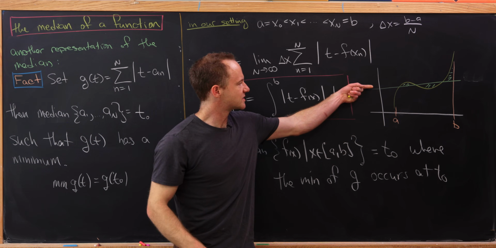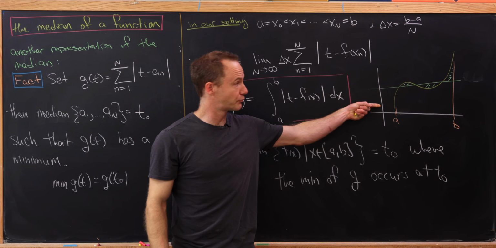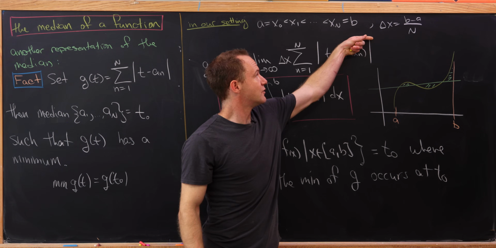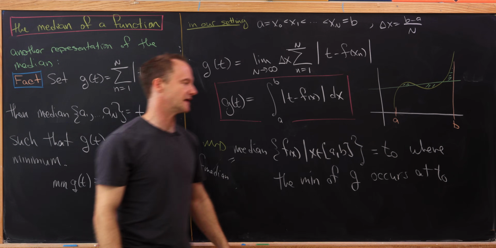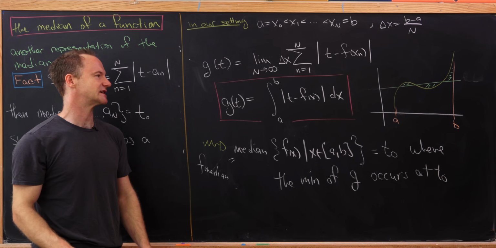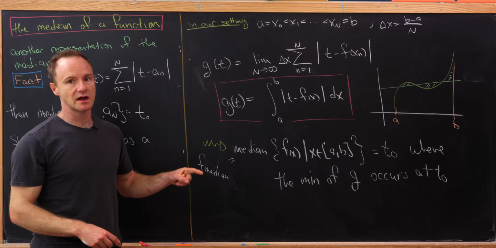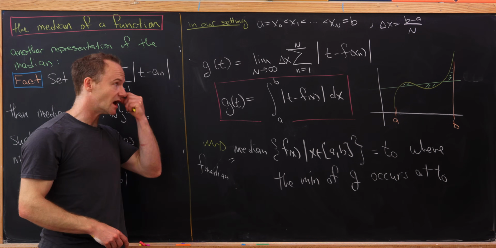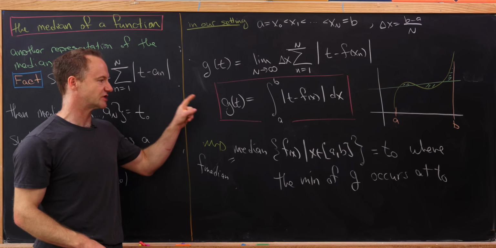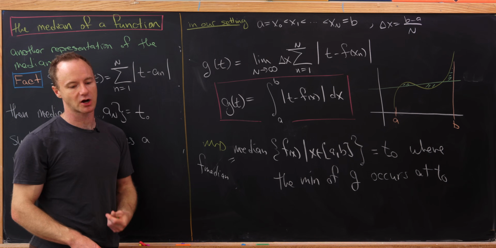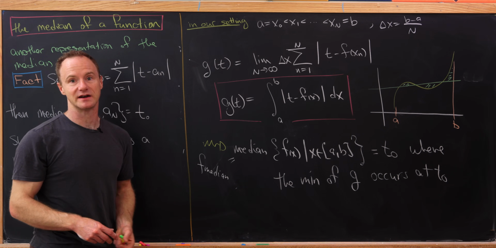So notice if we were to move it way down here, we would get a pretty big area. If we were to move it way up here, we would also get a big area. But that one seems to be at least close to the minimum. And so just to reiterate, our median is not the minimum value of the function, it's where that minimum value occurs. Okay, so let's work out an example.